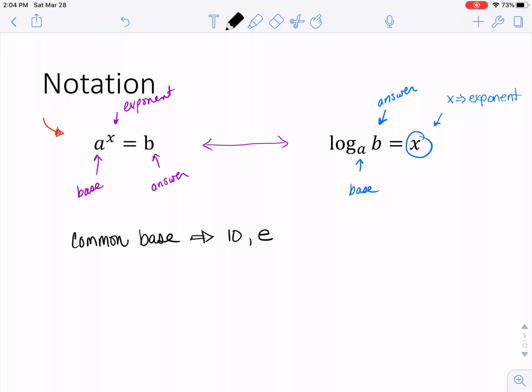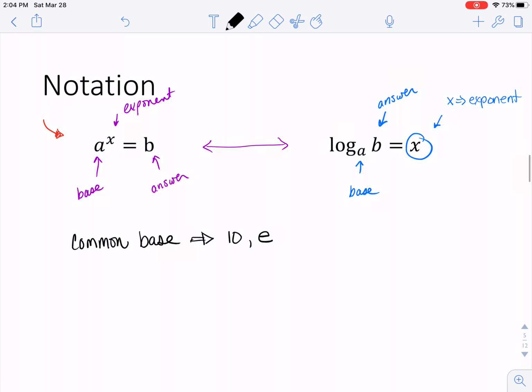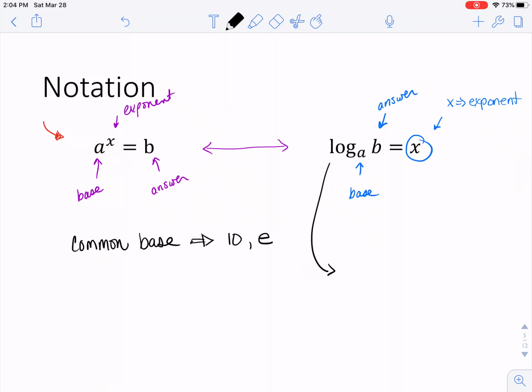So what that would look like for base 10 would be the log of b is equal to x. We don't write base 10. We just leave it blank. So, go ahead, pause the video, and get out your graphing calculator.